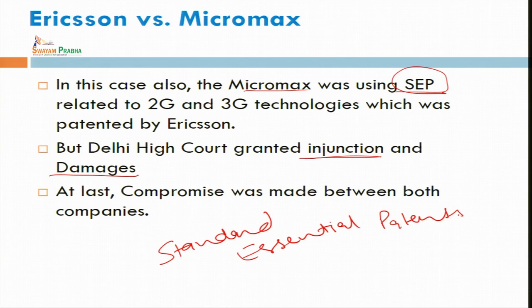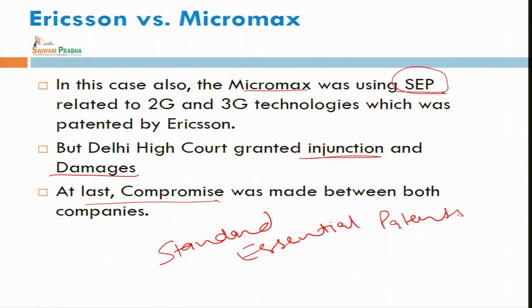So Ericsson has a patent in this particular 2G and 3G technology, and Ericsson saw that Micromax was using this technology without any permission and without any license, so Ericsson filed a case against Micromax. The Delhi High Court granted the injunction and directed Micromax to pay damages to Ericsson also. But there was a huge difference in what the court passed. At last, a compromise was reached between both the parties and the case was decided. But we can see here that the Delhi High Court granted injunction as well as damages in this case.